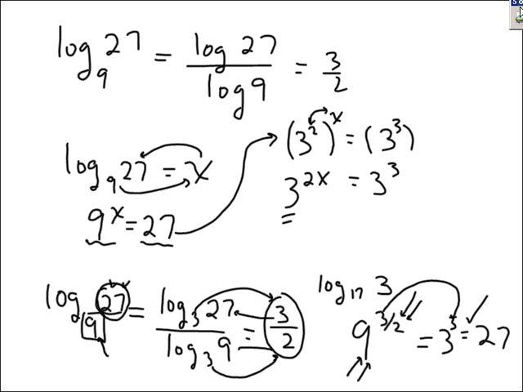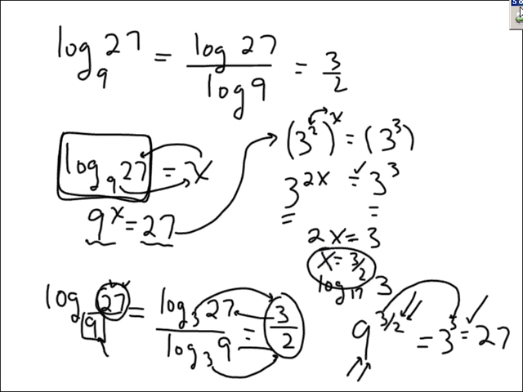Well, if the bases are the same and you have equality, the powers must be equal. 2 times what gives you 3? 3 over 2. X is 3 over 2. And x we defined to be log base 9 of 27. It's 3 over 2. Same answer we got earlier.